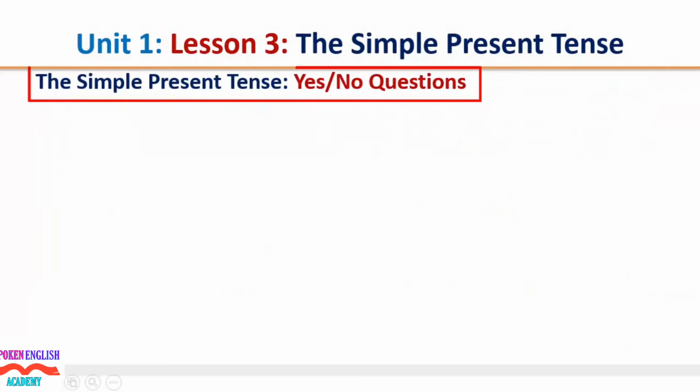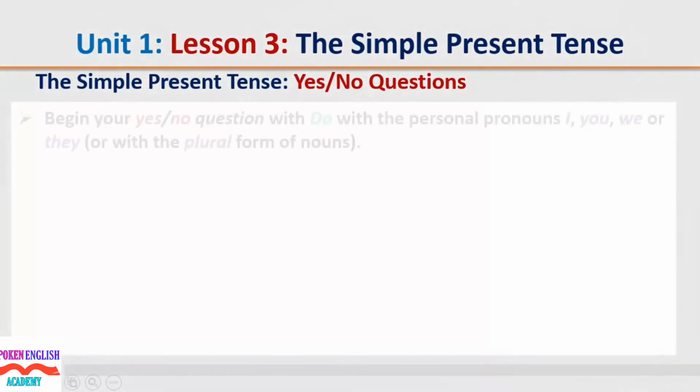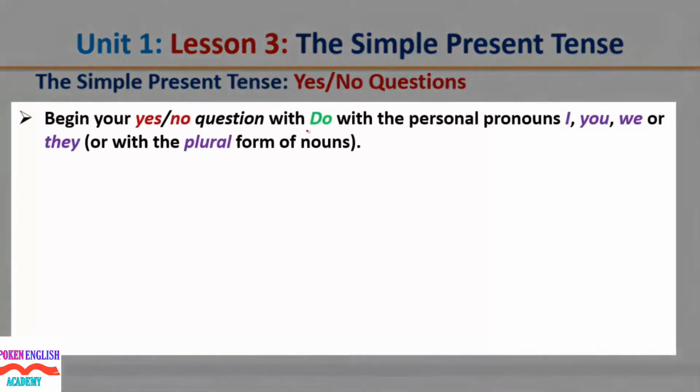The simple present tense, yes, no questions. Begin your yes, no question with do with the personal pronouns I, you, we, or they, or with the plural form of nouns. So start your question with the verb do plus the personal pronoun plus the base form of the verb and then complete your question.